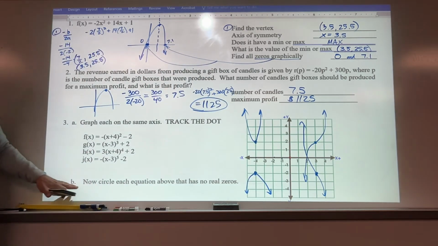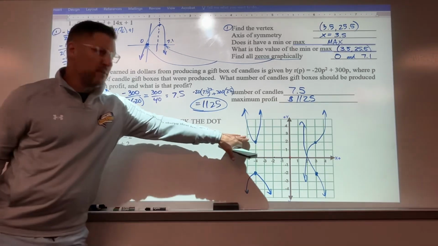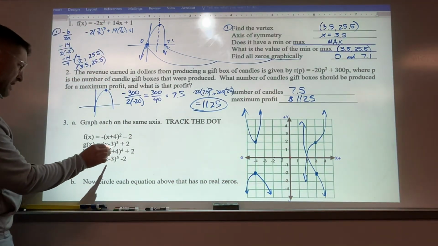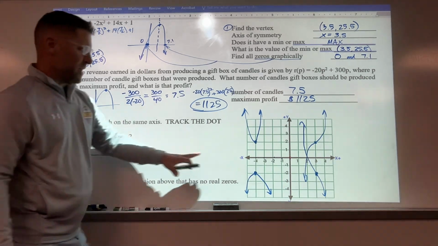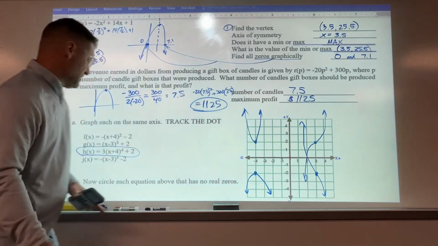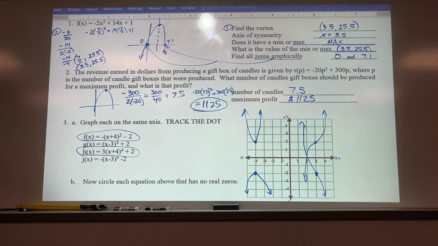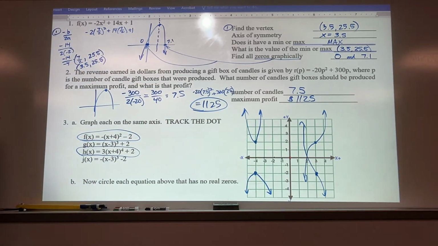All right. B, circle each equation above that has no real zeros. This one doesn't touch the axes. It has no real zeros. That would be this one here has no real zeros. And then this one down here has no real zeros because it also doesn't touch the x-axis. That one also has no real zeros. So those two equations, because there are no x-intercepts on each one of those, I picked those two out for no real zeros. All right.